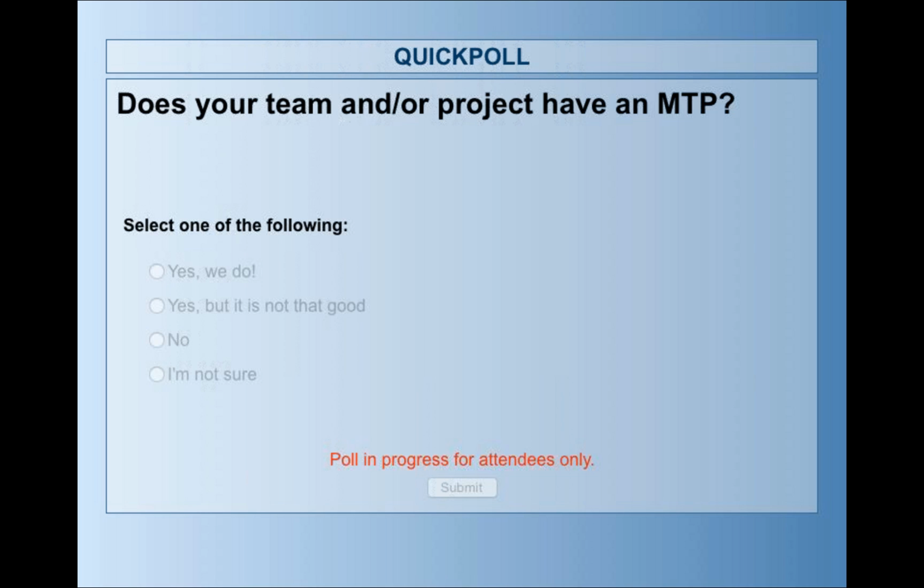Okay, so the answers for those might be, yes, we do, and we love it and we like it. Yeah, but it's not that good of an MTP. Another answer might be, nope, we don't have it. And well, I'm not sure. It's always a nice answer to have. So I see that you're starting to answer here.